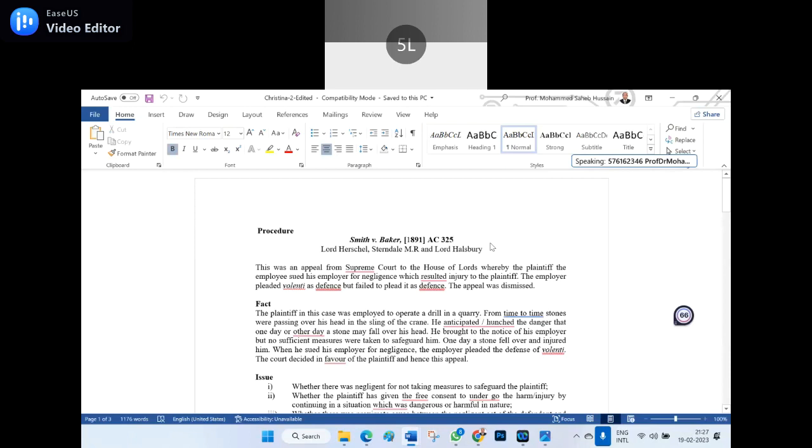This 325 is nothing but the page number in the reporter where it is reported. So Smith versus Baker should always be in italics, then ends with a comma, then the citation should be there because AC is in volumes, hence the year is in square brackets, and AC is Appeal Court and 325 is the page. And later on, who are the judges? Lord Herschel, Stenare MR and Lord Halsbury. These are the judges here.